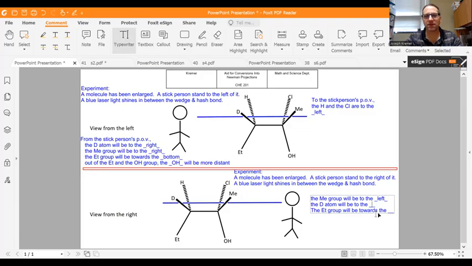And this time, the deuterium atom is also to the left. And the ethyl group will be more towards, again, the bottom. And just for the record, from the stick person's point of view, the hydrogen and the chlorine are to the, this time, right.